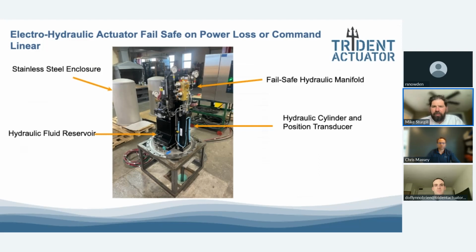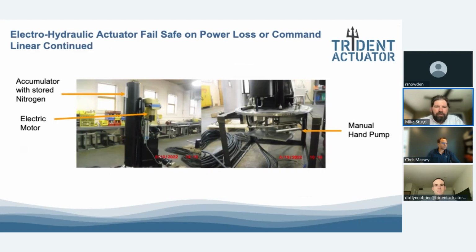Now you can't see it, so I'm going to go to another one a little more under the hood. Sorry, we didn't have good pictures on that first one, but once again, we have another linear 3500. Here's your accumulator with stored nitrogen. There's the electric motor, and with the fail-safe actuators, there are actually three ways of redundancy to open and close. Primarily, you use electric power; on power loss, you can use the stored energy in the accumulator; and then worst case, you can use a manual hand pump that comes standard at the bottom of the base plate with directional valves for all our actuators. So there are three different ways to operate that actuator.